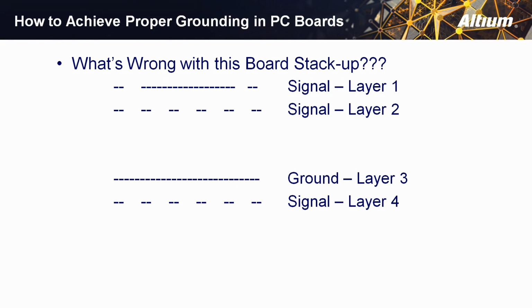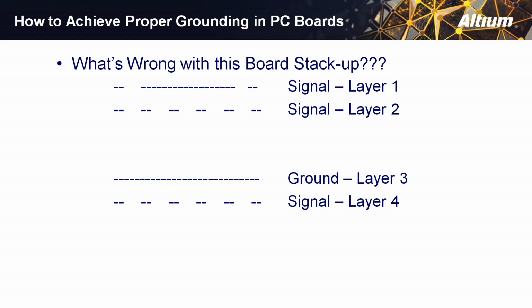Here's a board that's interesting. It's a 4-layer board with 3 signal layers and a ground. You have signals on 1 and 2, ground on 3, and signals on 4. Well, clearly the signals on 4 have a good reference. Notice the large space between layers 1 and 2 and the ground on 3. Why is that drawn that way? Because that's how 4-layer boards actually look.